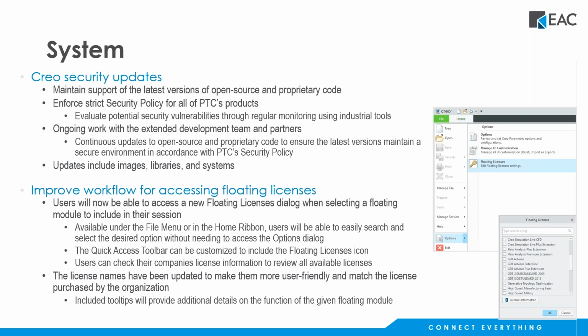Some more system enhancements. So PTC has worked real hard on creating some security updates. So all of your open source proprietary code, images, libraries, and systems, PTC has improved the security of all of those files with their ongoing work and development. Along with that, we have an improved workflow for accessing floating licenses. So users can now access floating licenses by going to the options and clicking on that floating licenses icon and choosing which floating licenses they are allowed to choose.